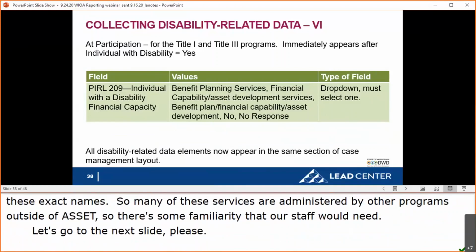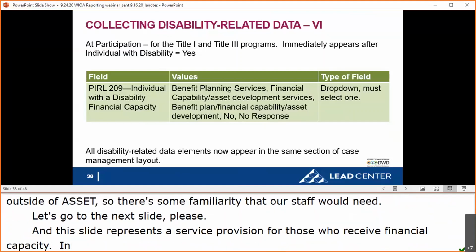And this slide represents a service provision for those who receive financial capacity training. In Wisconsin, the financial capacity training is provided through the Department of Health Services. So next slide, please.